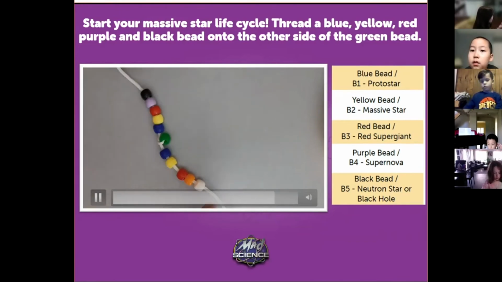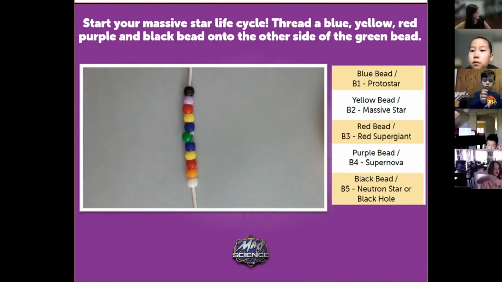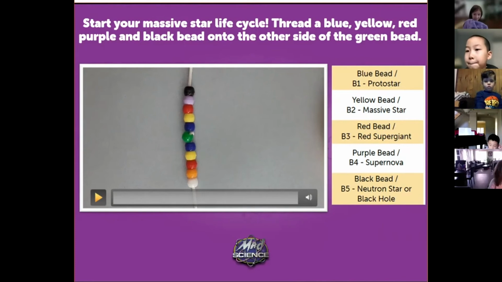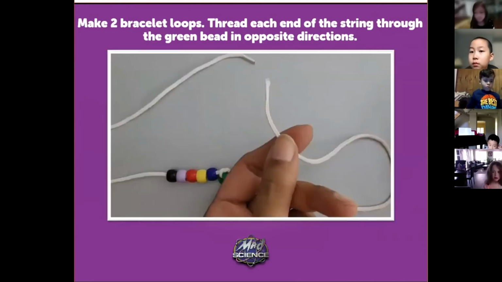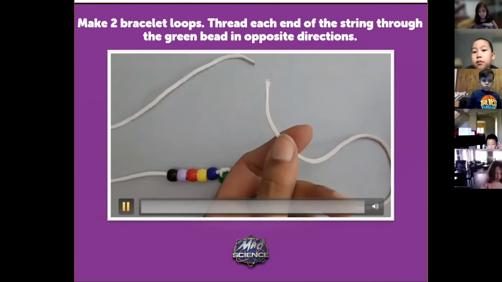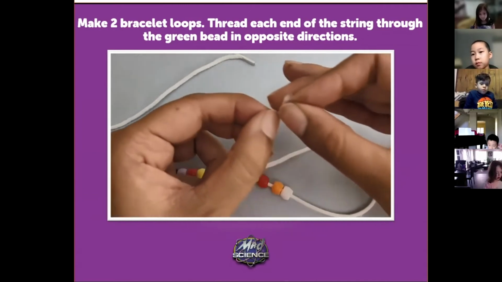So here you have your beads. Your beads are all on right now. We just have a few more steps before we can finish. I'll go on to the next slide. Now what we're going to do is make our string into 2 loops. This step is the trickiest step, I will warn you. So you might need some grown-up help for this.